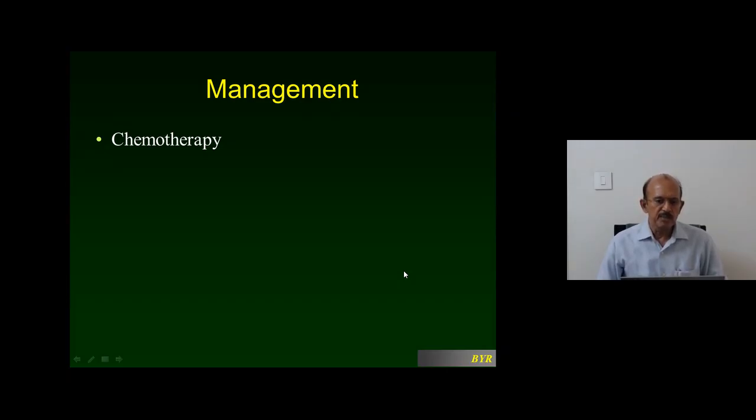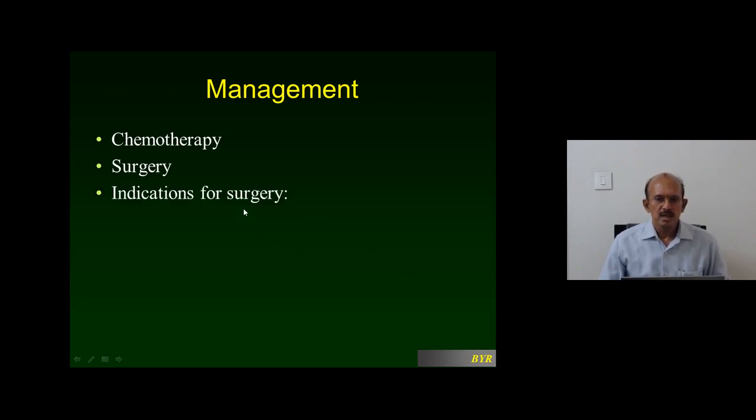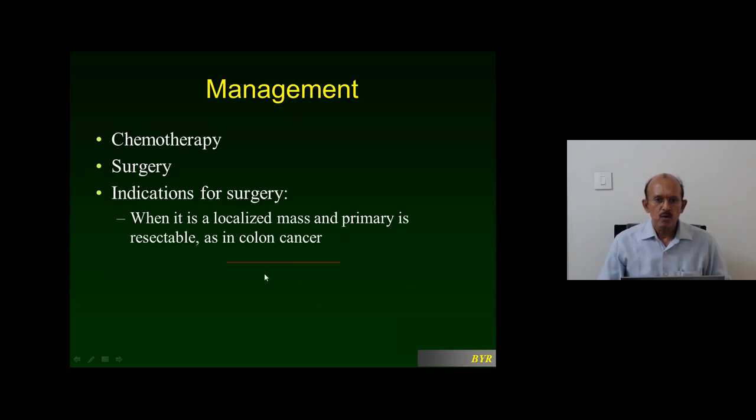So stage 4 disease means it is almost inoperable and patient survival will be very short. So usually the treatment will be chemotherapy. Surgery is indicated in certain cases, when it is a localized mass and the primary is resectable, as in colon cancer.